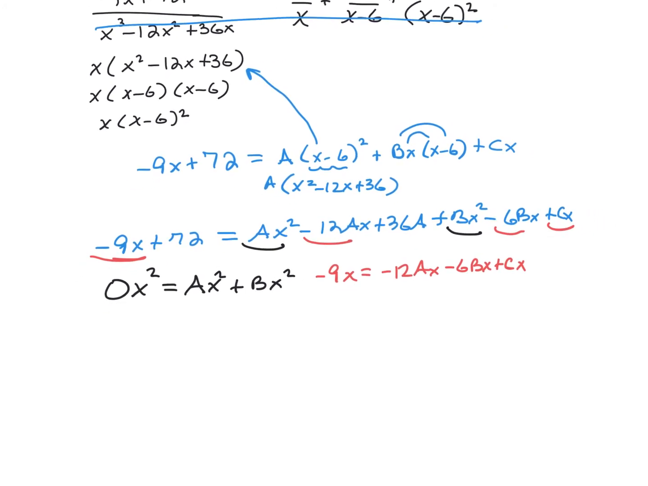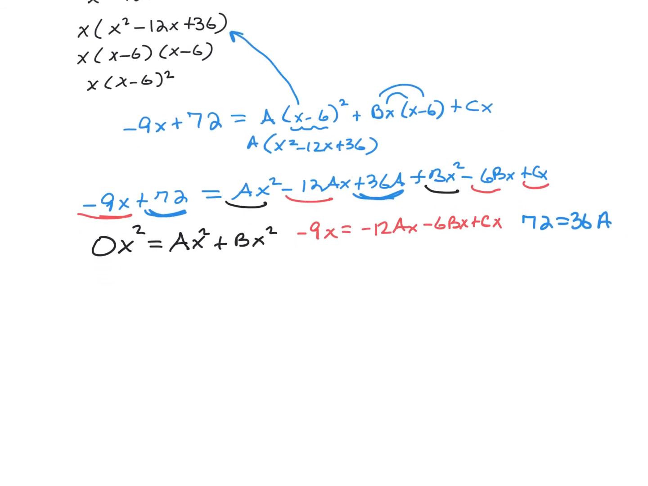And then now lastly, I'm going to go and get all my constants. I have a 72 and then just a 36a. All right, so now what I can do is get rid of the x's. So what I can do here is divide all three of these by an x squared. So now I'm just left with 0 equals a plus b.